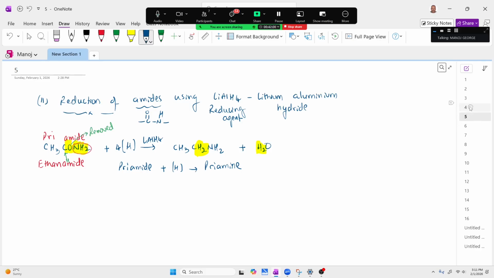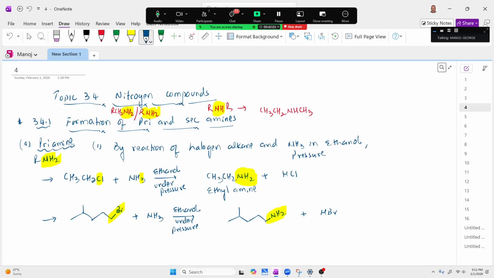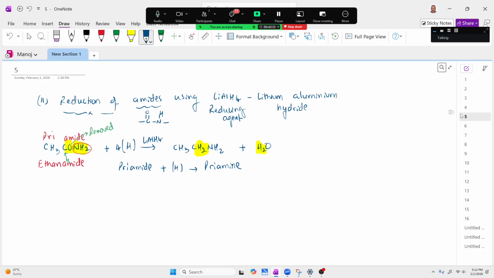So the first method I said is take any halogenoalkane and just put ammonia into it. Ammonia must be dissolved in ethanol or alcohol, heat under pressure, and you will get your primary amine. Second, use a primary amide and you can do the reduction and you will end up getting a primary amine.